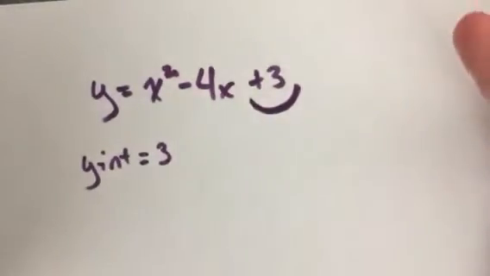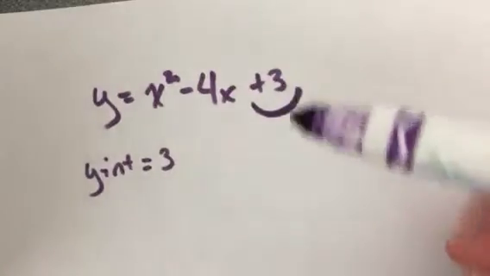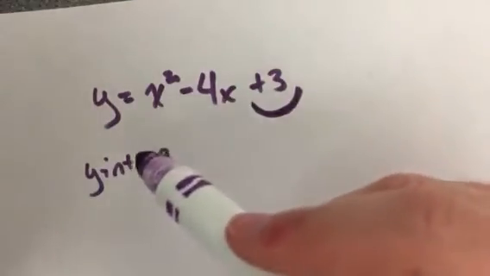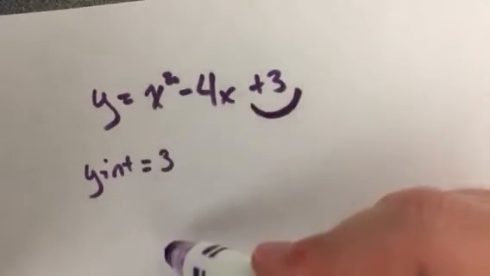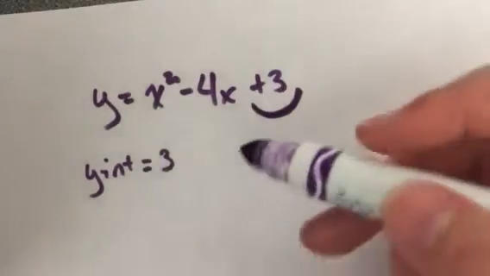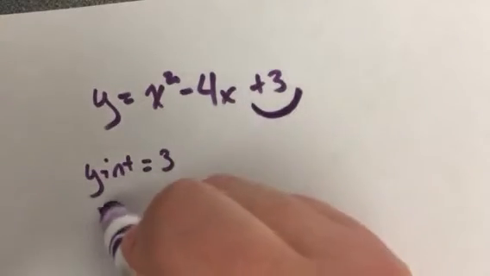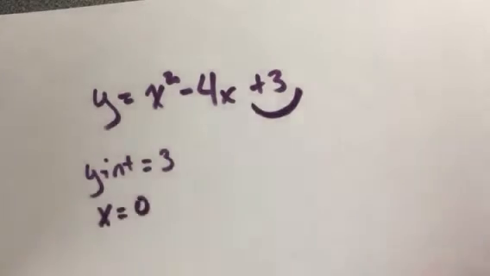Now, if for some reason you don't remember to look there, or you have a brain fart, remember your y-intercept is located on your y-axis, which is where x equals 0. So you can also substitute in 0 for x and solve it.